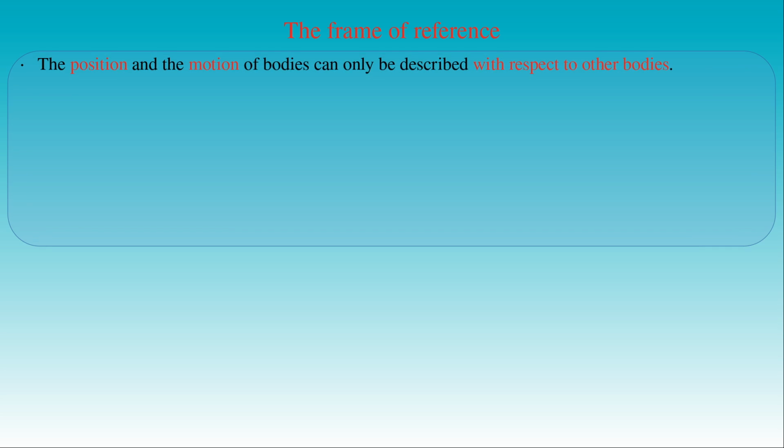After the introduction about the history of the basic ideas in kinematics, let us start with the concept of the frame of reference used to study the motion of bodies in nature. The position and the change of the position, that is the motion of any material body, can only be described with respect to other bodies.